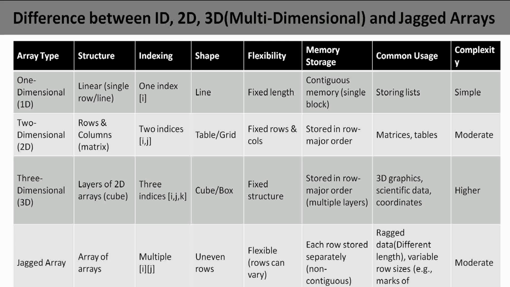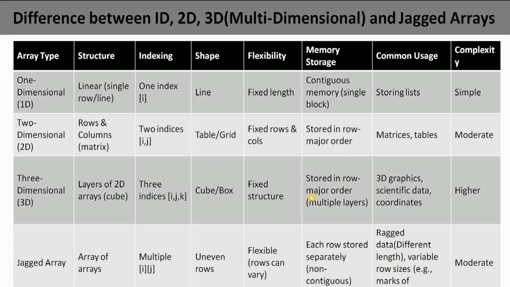Means if we want to set the first row size with only 2 elements, we can insert only 2 elements. In the second row we want to set 3 elements, then we can do that. According to the requirement, we can set the element size in each row. Each row stored separately, non-contiguous. So one dimensional is contiguous, means it stores the data into a sequence without any gaps. But jagged array is non-contiguous, and in each row we can set the elements according to the requirement. Ragged data, different length, we can set the different length for each row. Variable row size, for example marks of students. So it is a moderate complexity level.